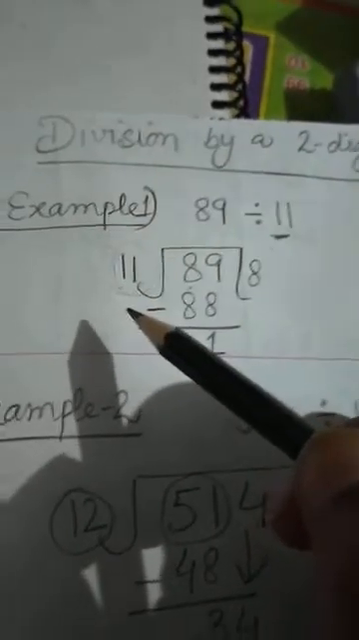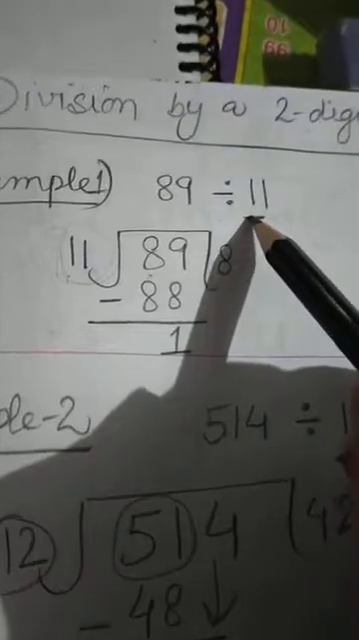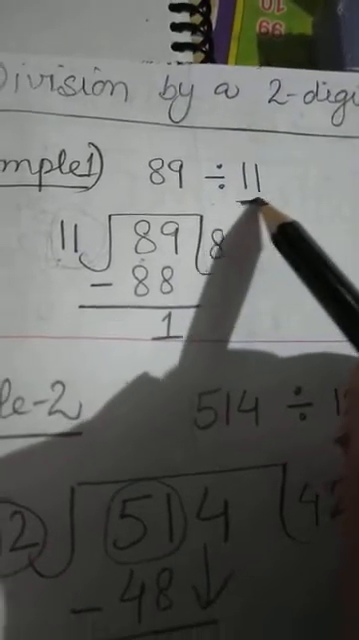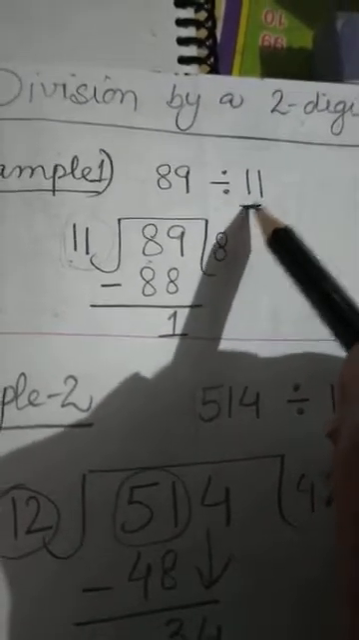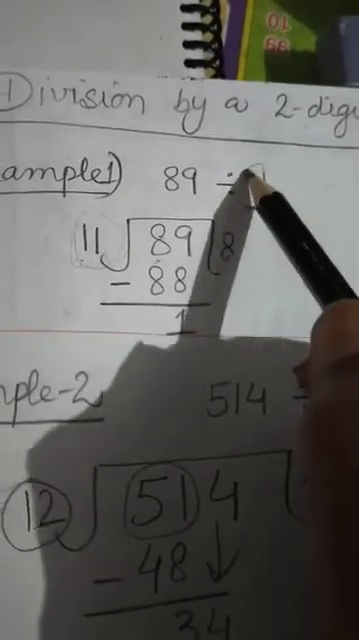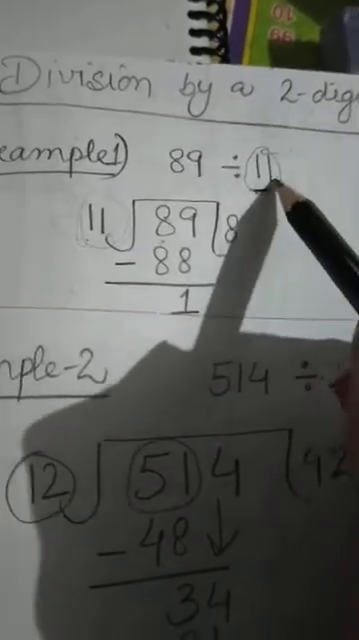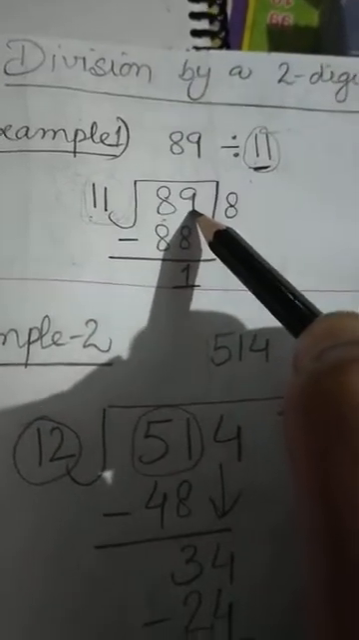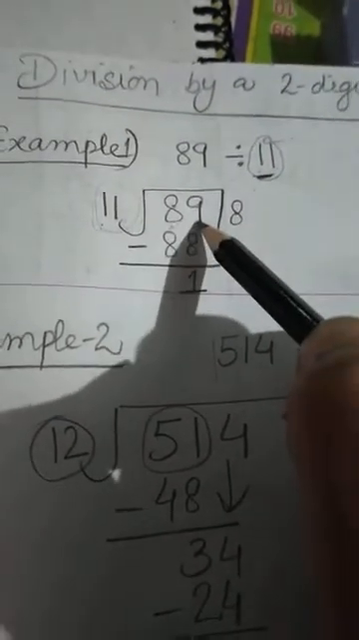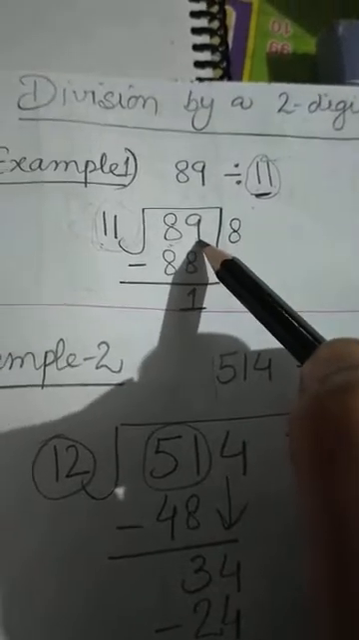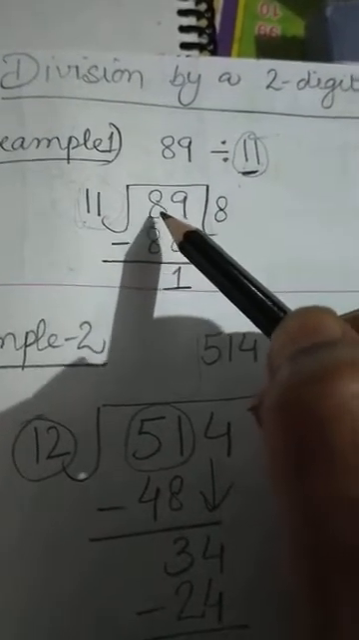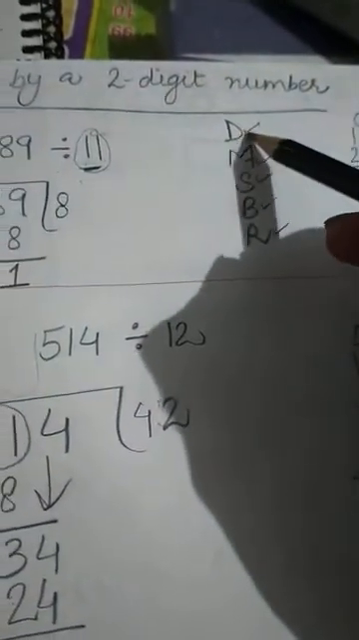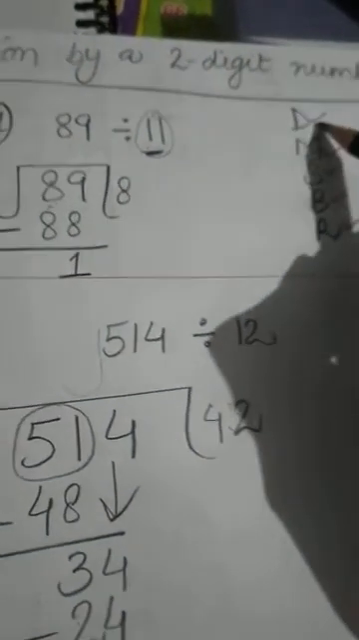One thing that is very important in these types of sums is that firstly you have to check the digits of the divisor. 11 is the divisor. Here we will check the number of digits. Two digits are there. From the number that is to be divided, we will take two digits. Means we will firstly divide 89 by 11. So our first step is to divide 89 by 11.